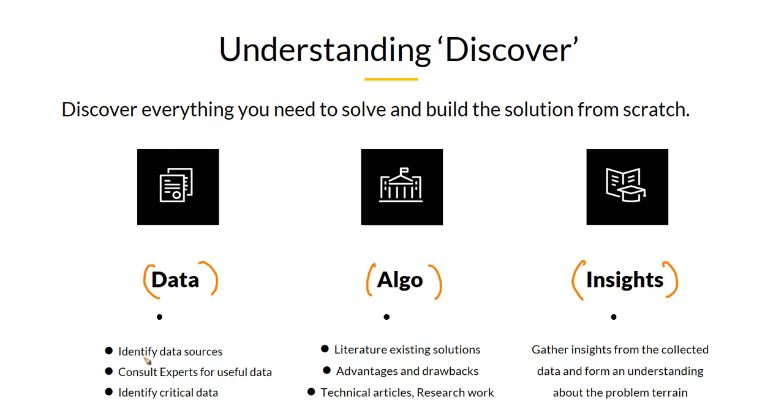So when it comes to data, it relates to identifying all the different possible data sources from where you can actually collect the data. This becomes a little bit more practical now. You know what sort of data is probably going to be needed. You first shortlist them, then identify from what sources you will be able to collect that data. You might also want to consult with experts on what data is going to be useful. You also want to identify what is the critical data in order to solve your problem.